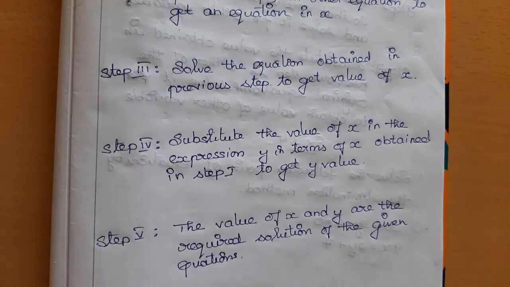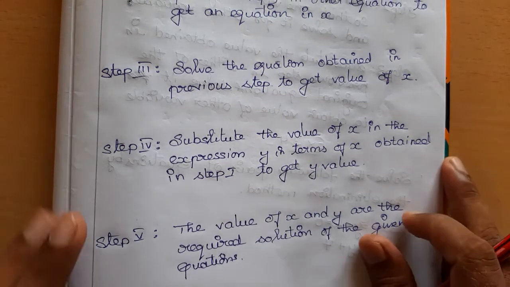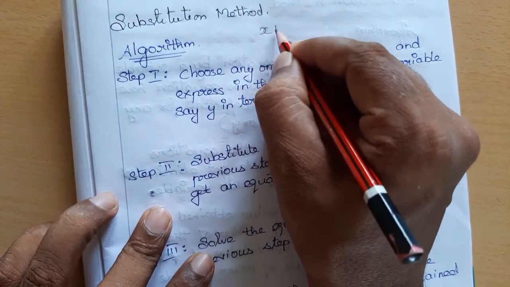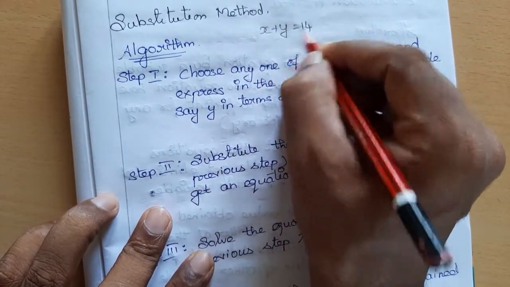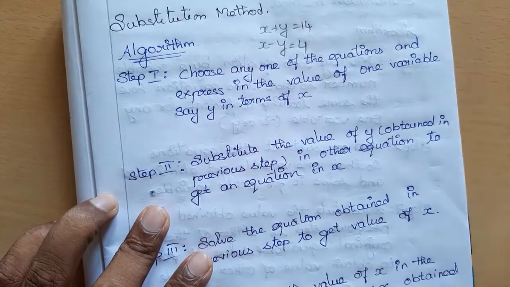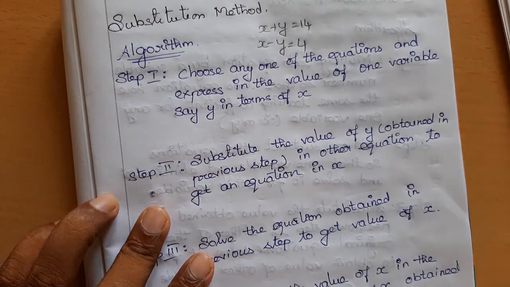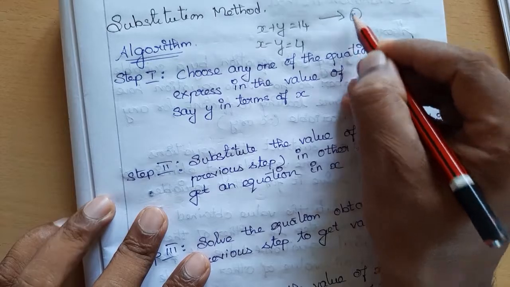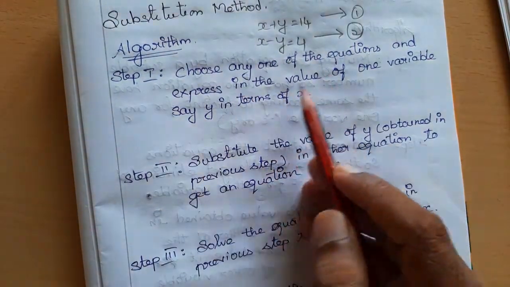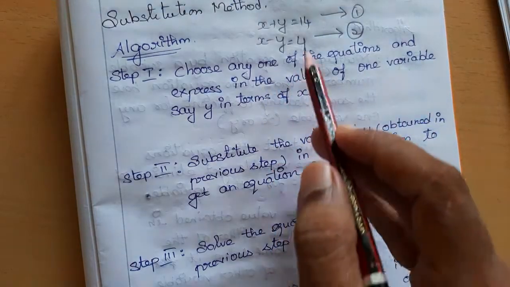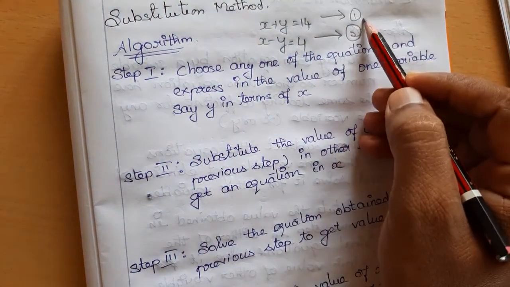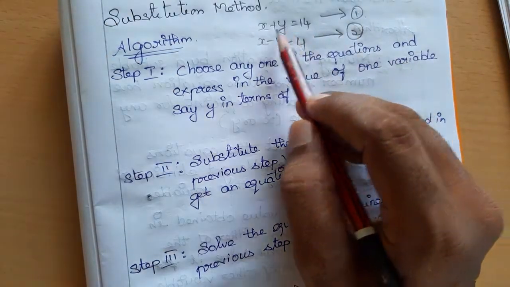Here I will show you an example. Let us consider the equations x plus y is equal to 14, x minus y is equal to 4. Let me call these equation 1 and equation 2. The first step is to express the value of one variable from any equation. Let me choose the first equation and express it in terms of y.